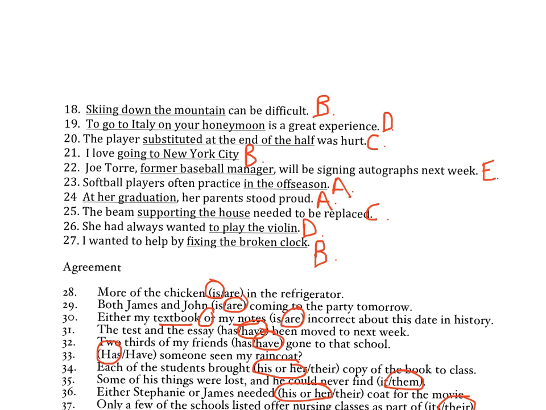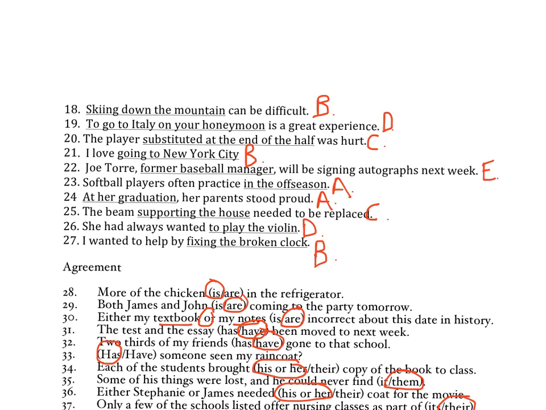To go to Italy on your honeymoon is a great experience. As soon as you see to plus a verb, to go, you know it's an infinitive phrase. Very simple. Infinitives can act as adjectives, adverbs, or nouns, but we're not going to ask you that level of sophistication on the test, so just know that this is an infinitive, and you're good to go. The player substituted at the end of the half was hurt. All right, substituted is an ed form of a verb, and here substituted describes the player. That makes it a participial phrase.